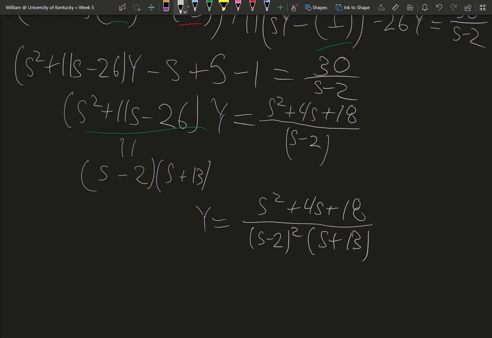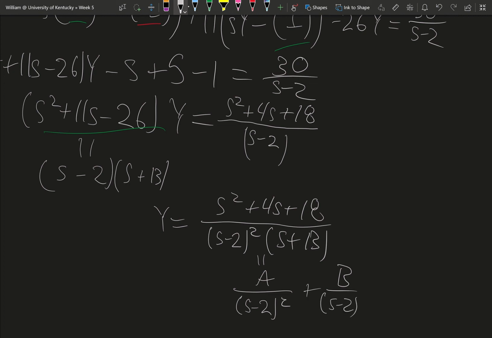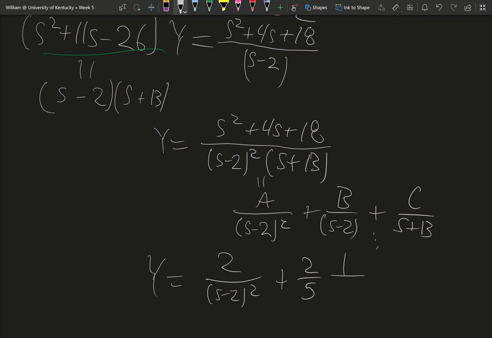All right, so here I would do partial fraction decomposition. Let me remind you how that exactly looked. I have a double root here, so I want to include a second power of s minus 2 squared and a factor for just s minus 2. And if I actually do the partial fraction decomposition, I get that a is 2, so 2 over s minus 2 squared, plus 2/5, 1 over s minus 2, and plus 3/5, 1 over s plus 13.